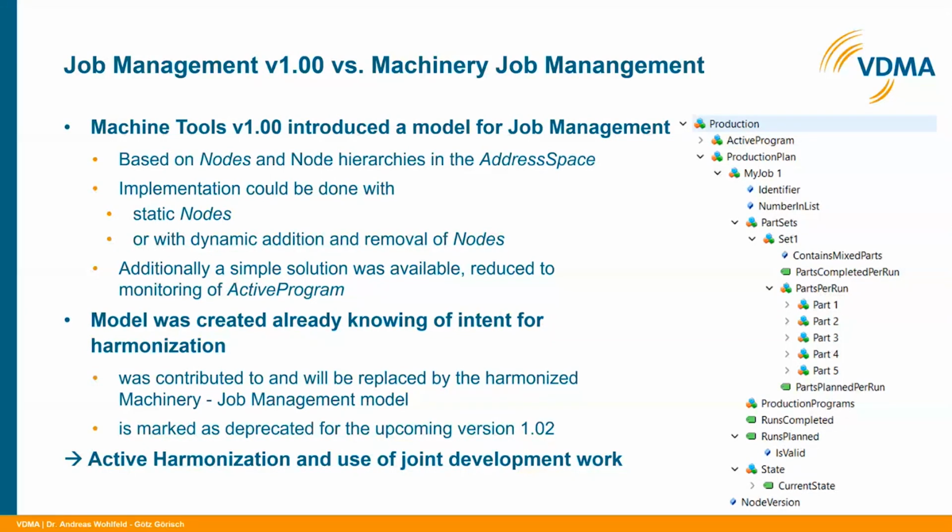And we, in that turn, also said that the existing job model is deprecated and will be removed in a version 2.0, which is on the horizon. To make a clean model again, but facilitating here how that works. So that is an example of how active harmonization and use of the joint development work is done, or can be done, in the context of companion specifications.